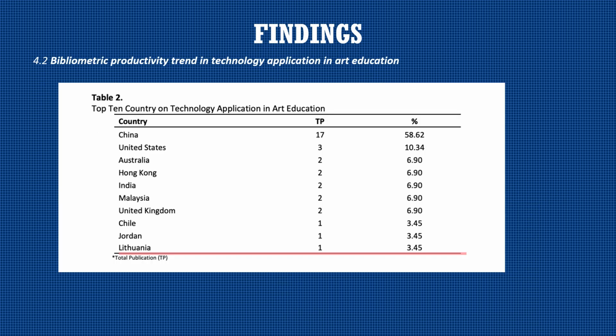4.2 Bibliometric Productivity Trend in Technology Application in Art Education. The study utilized bibliometric analysis to identify the top 10 countries that have conducted research and published articles on technology and art education. The analysis revealed that China has published the highest number of studies, accounting for 58.62%, 17 studies of the total output. The United States ranks second with 3 articles, 10.34% published, followed by Australia, Hong Kong, India, Malaysia, and the United Kingdom, which each published 2 articles, 6.90%.